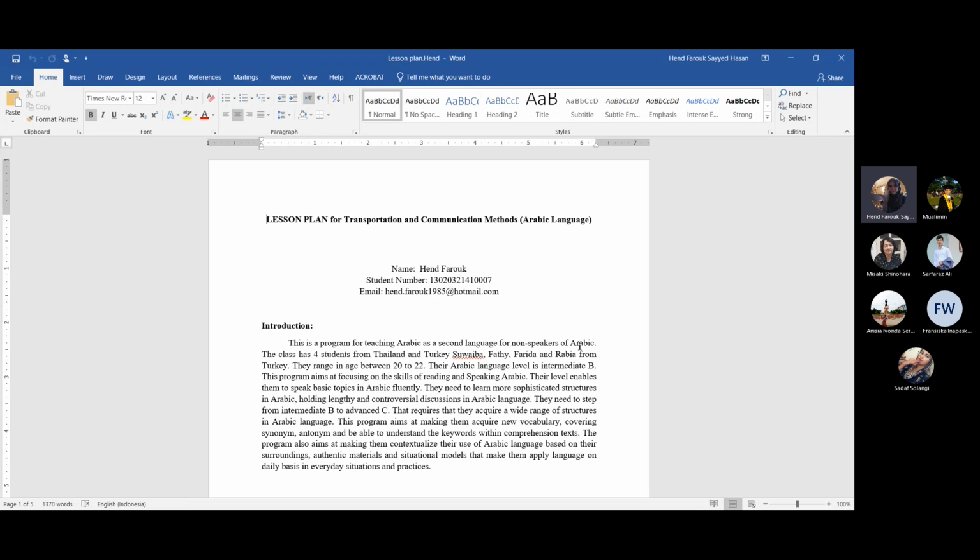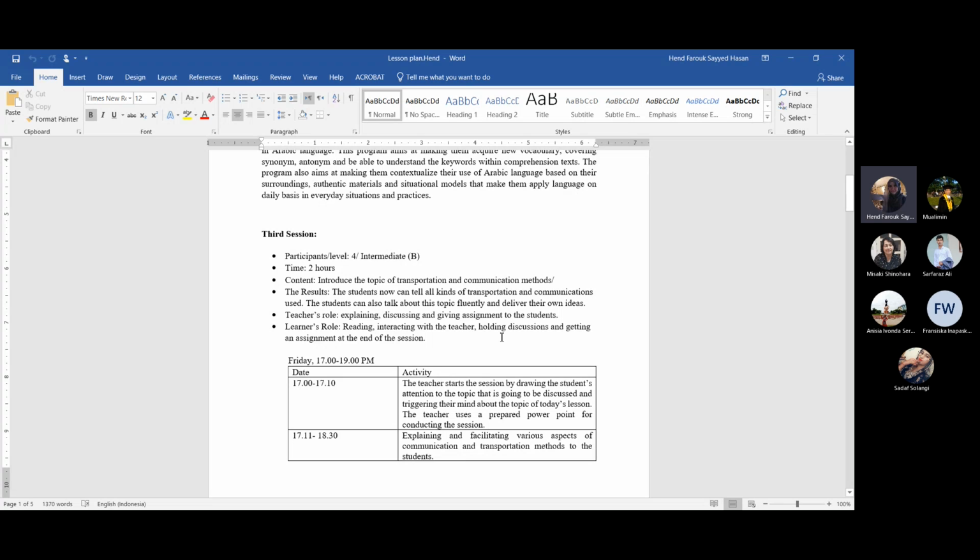That requires them to acquire a wide range of structures in Arabic. This program aims at making them acquire new vocab, covering synonyms, antonyms, and be able to understand the key words within a comprehension text. The program also aims at making them contextualize the use of the Arabic language based on their surroundings, authentic materials, and situational models, and apply language on a daily basis in everyday situations and practices. This is supposed to be the third session, and the participants are four, intermediate B.